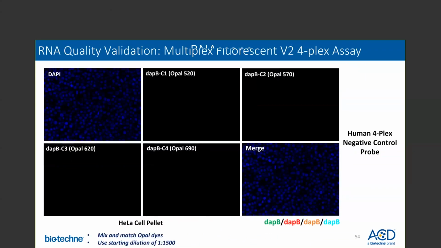The next two slides are examples of successful staining using our 4-plex positive control and negative control probes on control slides with a multiplex fluorescent V2 assay. With any new sample you're working with, we always recommend running positive and negative control probes to assess the sample RNA quality and the assay conditions. Here are the images for the 4-plex negative control slide. No signals are observed in any of the channels and the background is clean.